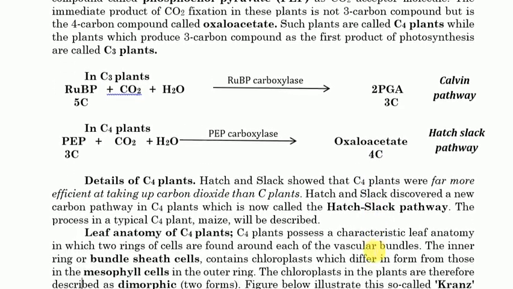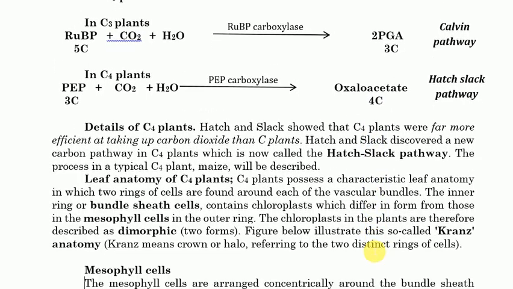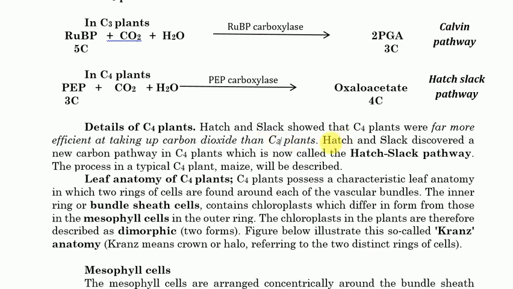Now some details of the C4 plants. C4 plants undergo what we call the Hatch-Slack pathway. It is not a pathway similar to the Calvin cycle. In C3 plants, the dark reaction occurs by a series of reactions called the Calvin cycle, while in C4 plants it is called the Hatch-Slack pathway. Hatch and Slack showed that C4 plants were far more efficient at taking up carbon dioxide than C3 plants. And this is the major difference between C3 and C4 plants, as we shall see later.